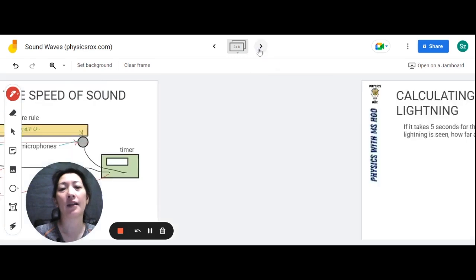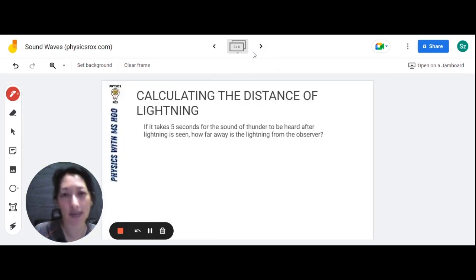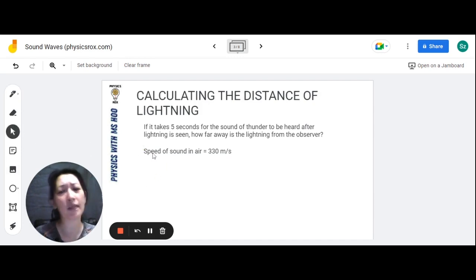Now, you might come across a question like this, which may ask you to calculate the distance of lightning from the observer. So let's say, for example, it says here, it takes maybe 5 seconds for the sound of thunder to be heard after the lightning is seen. And the question is, how far away is the lightning from the observer? So let's say, for example, the speed of sound in air is approximately 330 meters per second. Okay, how does this work in the first place? Why is there lightning and thunder comparison and all that?